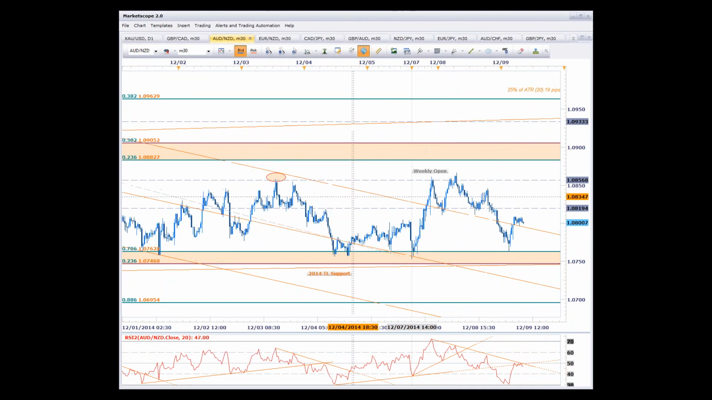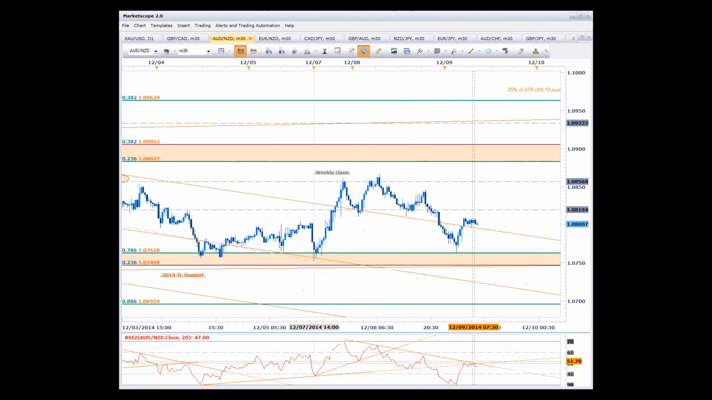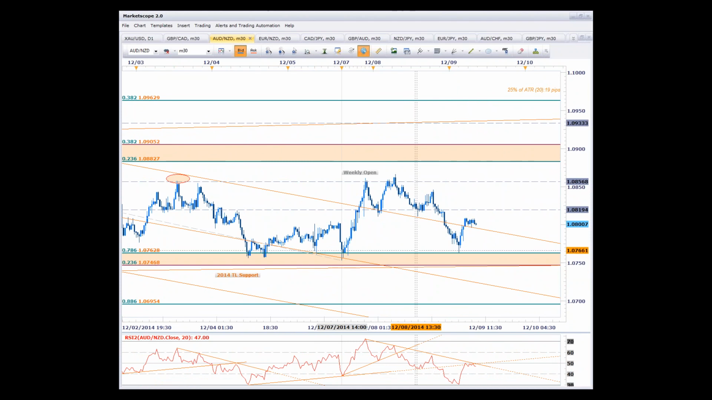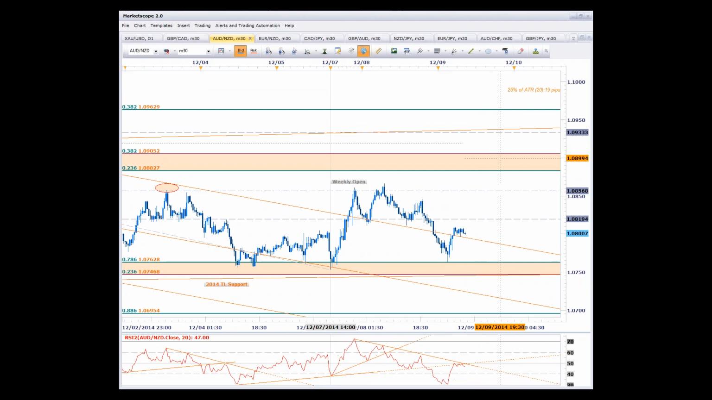Still prefer to get long on the dips, as close as you can to that 107.50 level. We played this once last week. I haven't really gotten involved since, but I'm still looking for those long triggers while above 107.50. You need to clear that topside break above 108.50 to get that move into the key region of resistance, the initial target, which would be right around that 109 level.